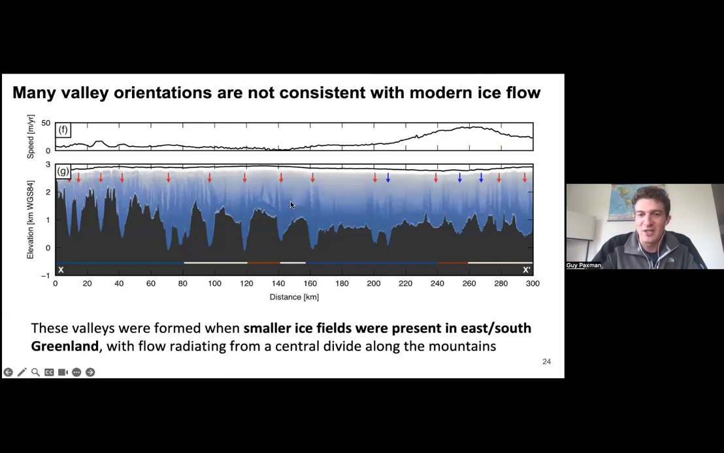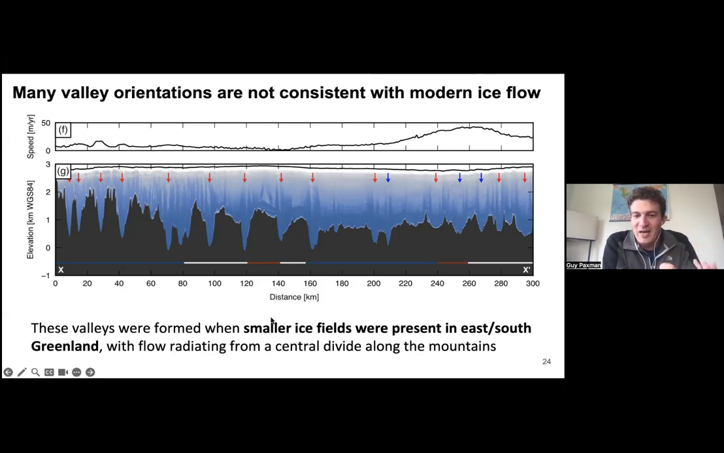And that's also borne out by examples like this profile here, where you see what are classified as large glacial valleys through the highlands, but there's very little ice flowing through them today. There's maybe less than 20 meters a year of ice flow, which is pretty slow for glacial ice, and there's no evidence that flow is being steered at all through the valleys. It's pretty much low everywhere. So these valleys are not consistent with modern day ice sheet erosion.